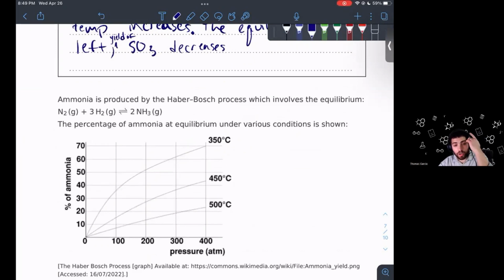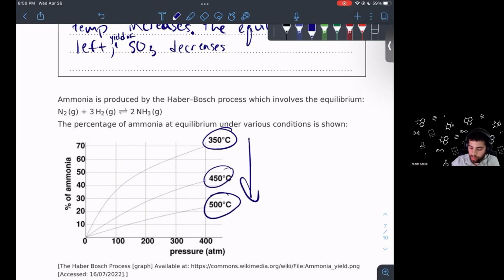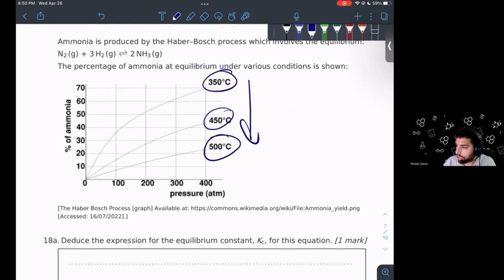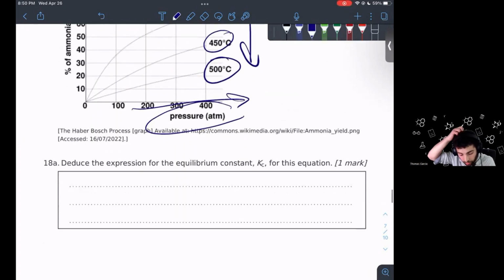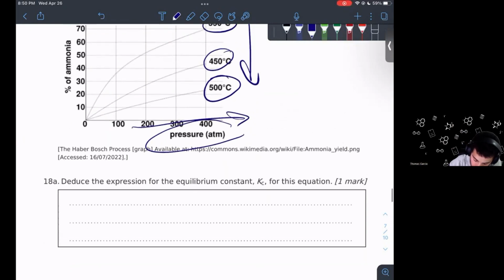Moving on to our good friend, the Haber process. Ammonia is produced by the Haber-Bosch process, which involves this equilibrium that we know and love. And we can even see the percent of ammonia at equilibrium under various conditions shown. So we see lower temperature, higher temperature, even higher temperature. As we increase temperature, the amount of ammonia we get decreases. Furthermore, as we increase pressure, ammonia increases.